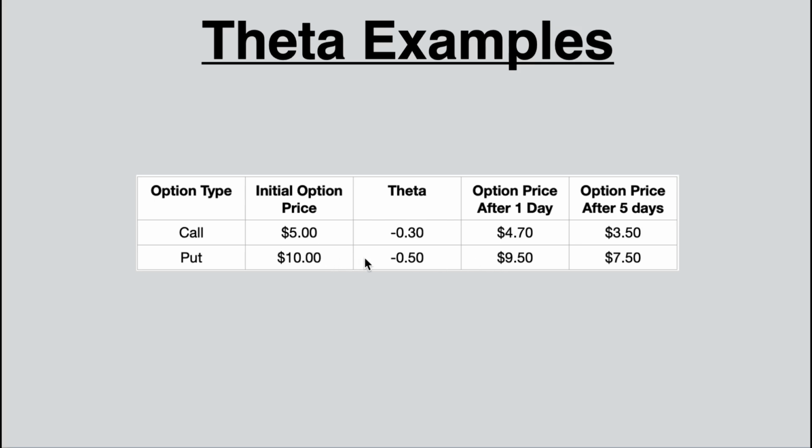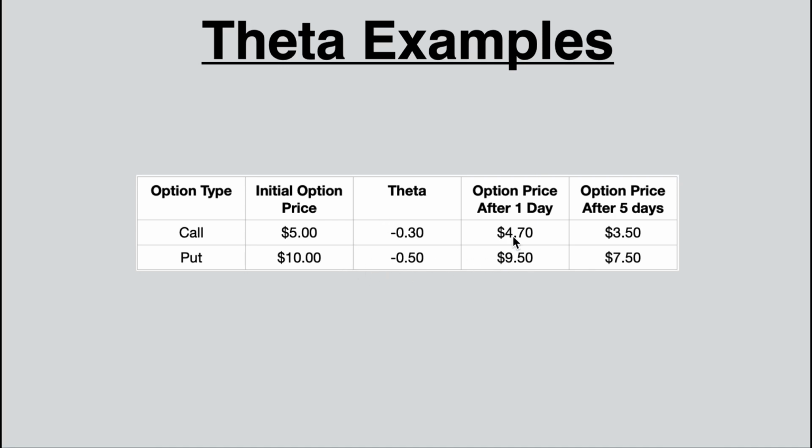And it's the same thing with put options. In this case, we have a $10 put, with a theta of negative 0.50. And I should mention that the higher the price of the option, the higher theta is going to be, because options are designed to basically go all the way to zero upon expiration. So that's why they have a higher theta.